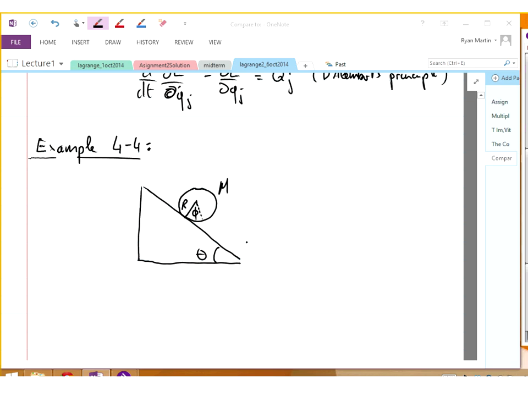So let's introduce a coordinate system. Let's use the same as before. Let's have y pointing up and x pointing to the left. And as we always do for these problems, we ask ourselves, how many degrees of freedom?